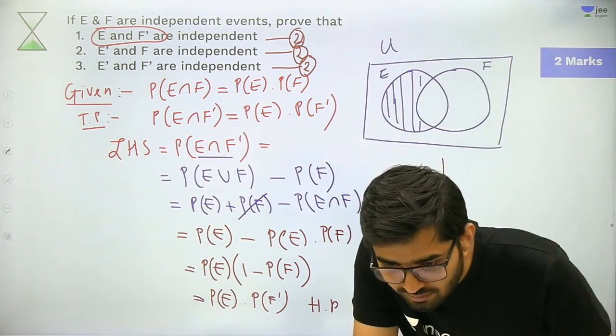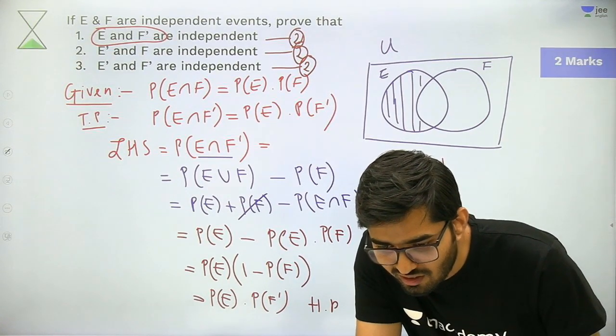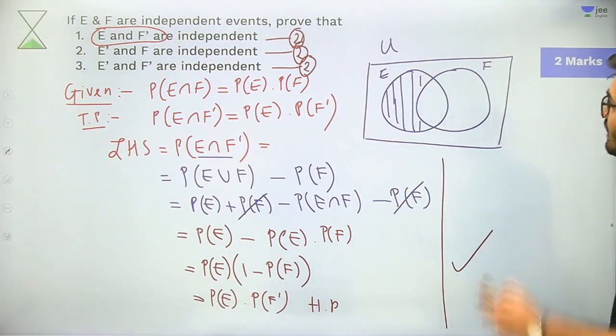Understood, all of you? Sachin is there, Mayur is there, Karan is there, Manik is there, Guddu is there. All of you are getting it? Yeah. Now let me tell you the third part also.